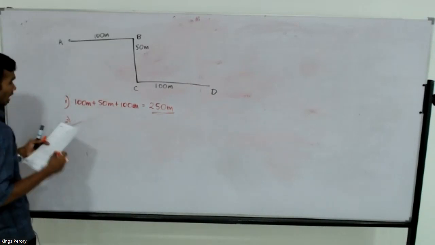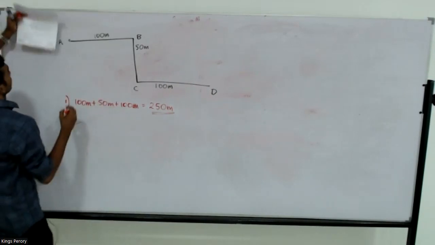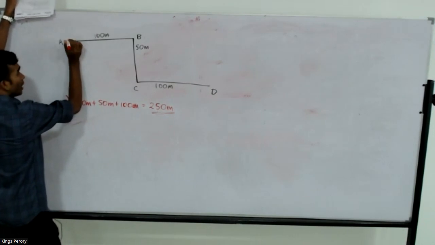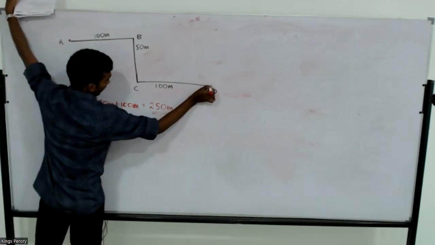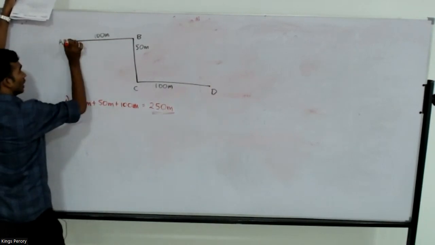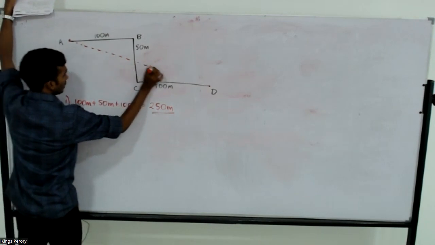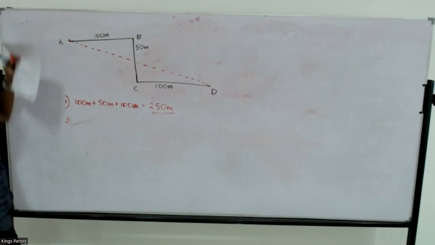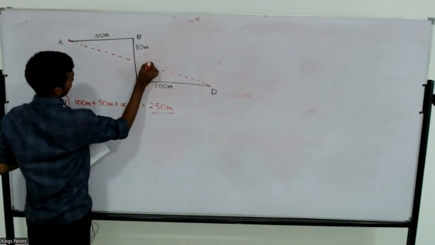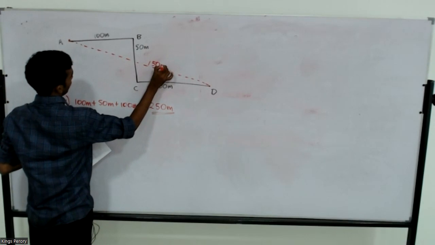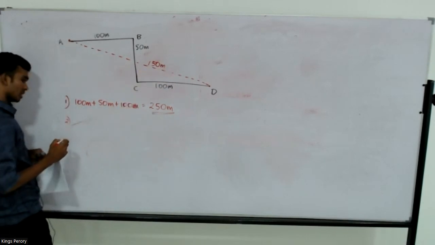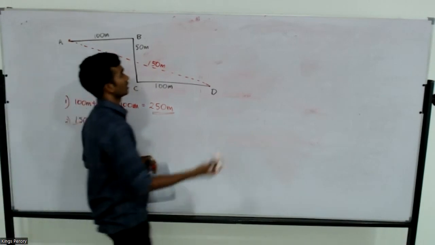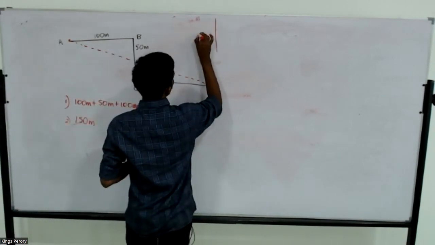Question number 2. What is the fellow's displacement? See, displacement is the shortest possible linear length between the starting point and end point. So you keep a ruler between A and D and draw a straight line. This is his displacement. Have they given the length? 150 meters. Then directly tell me what's the displacement? Directly 150 meters.